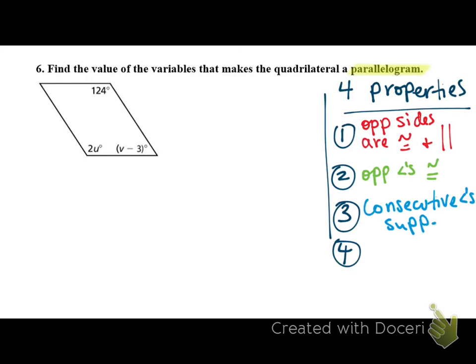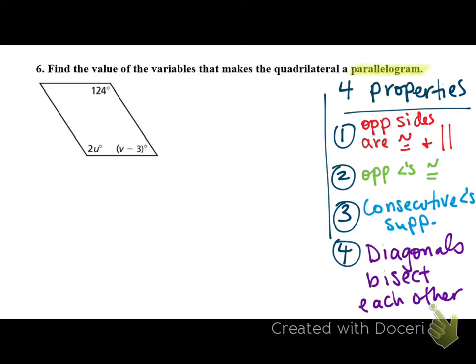And then the last one was about the diagonals. What do we know about the diagonals? They bisect each other. Make sure you clarify each other. All right, so in this case, we're dealing with angles only. That's the only thing we have in the picture. So we're going to use the 2 properties: the opposite angles are congruent, and consecutive angles are supplementary.